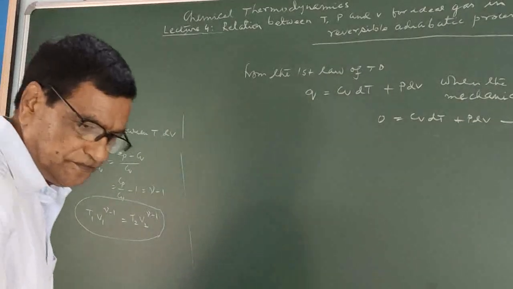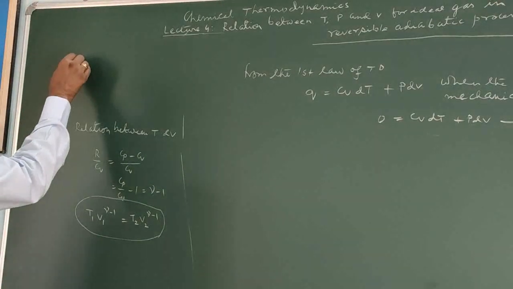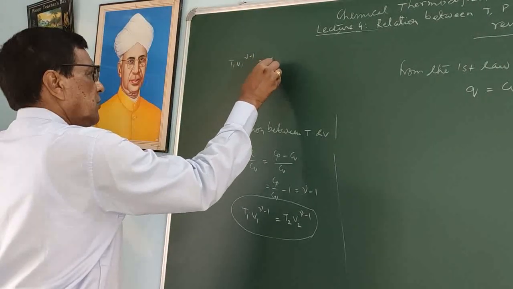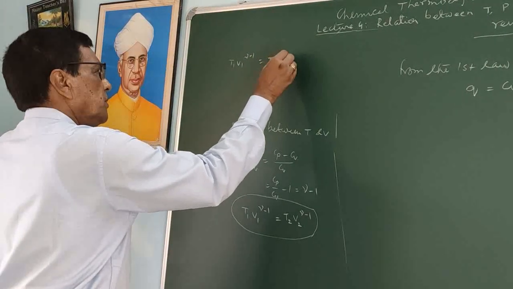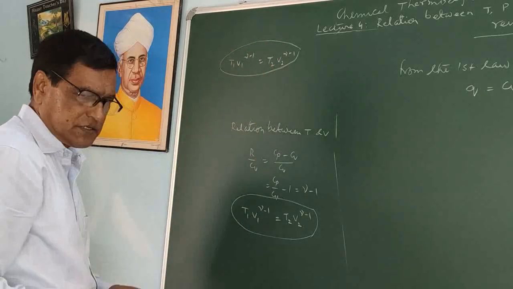Similarly now, I can write here T1 V1 to the power gamma minus 1 equal to T2 V2 to the power gamma minus 1, and this is the equation number. This is the first part.